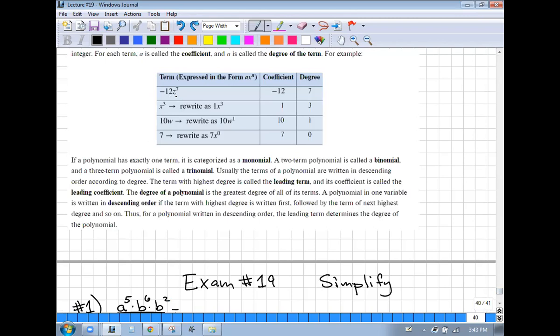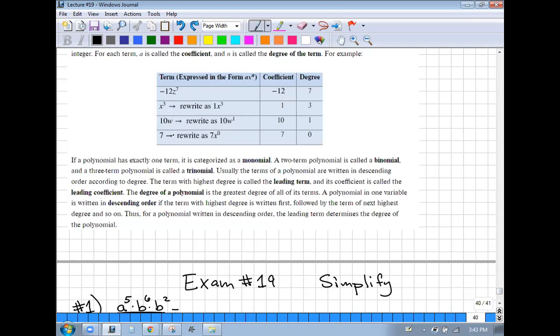So here, negative 12 z to the 7th, the coefficient is negative 12. Since it's z to the 7th, they say this is a 7th degree polynomial. So whatever the highest power of x is, that's the degree of the polynomial. So x cubed is the same as 1x cubed. So our coefficient is 1 and your degree is 3.